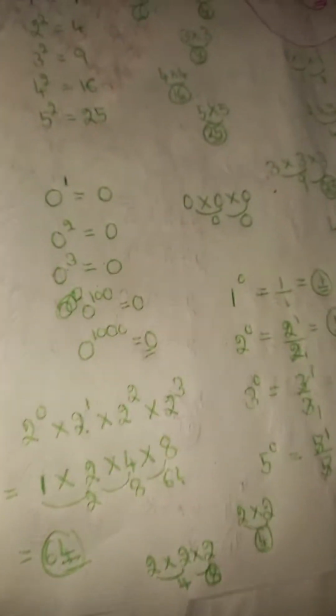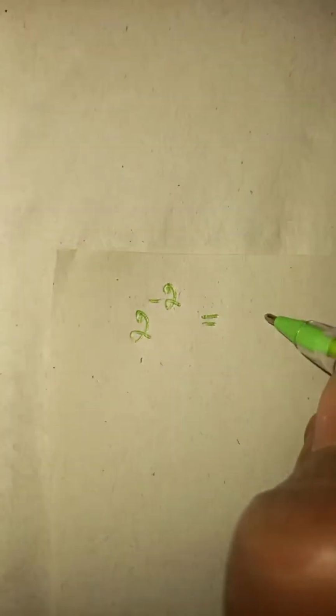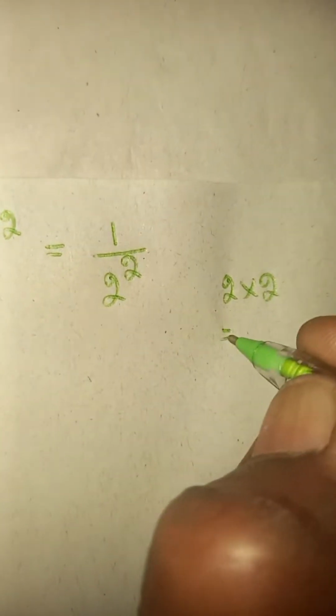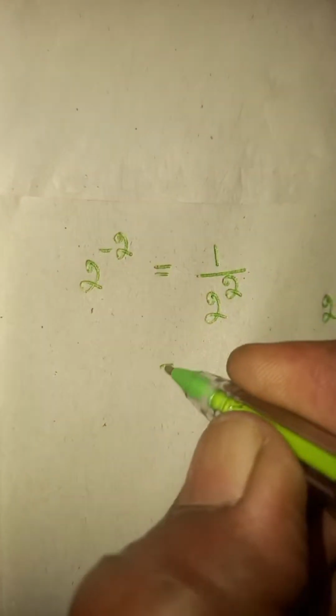Let's do more problems on this. Now they are giving negatives of exponents. That is, negatives of exponents means they are giving something like 2 power of minus 2. 2 power of minus 2 means you can write it as 1 by 2 square. 2 square is 2 times 2, which is 4. So this is equal to 1 by 4.